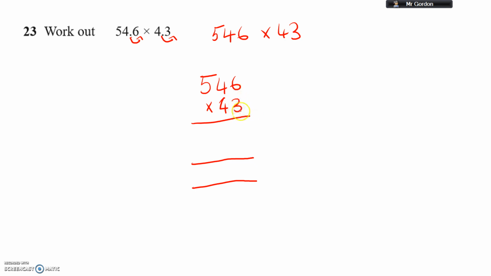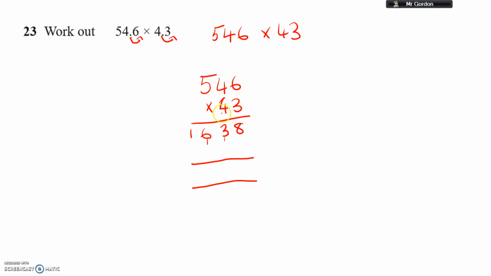First thing you do is you do 3 times 546, so 3 times 6 is 18, 8, carry the 1, 3 times 4 is 12, with the 1 is 13, carry the 1. 3 times 5 is 15, plus the 1 is 16, and that's me done for that first line there. 3 times that, okay?